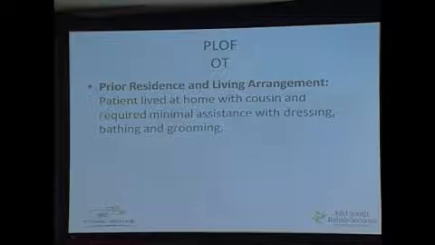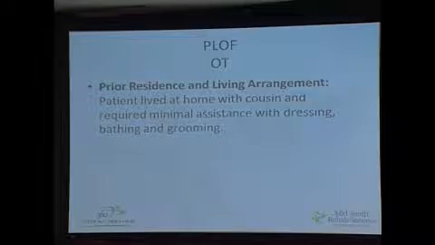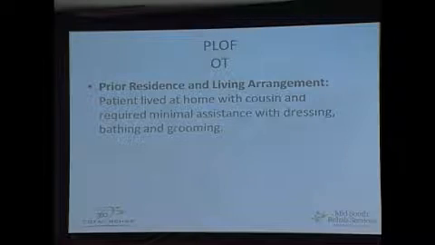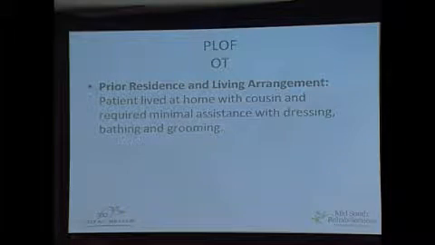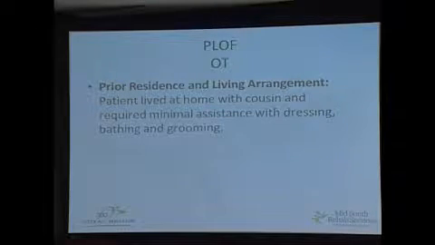OT, resident lived at home with cousin and required minimal assist with dressing, bathing, and grooming. So what they do is they take the PLOF and they compare it to the reason for referral. And the reason for referral, if they were max assist for dressing, bathing, and grooming, prior level of function, they were min assist. So this patient's long-term goal for bathing, dressing, and grooming is going to look like min assist.